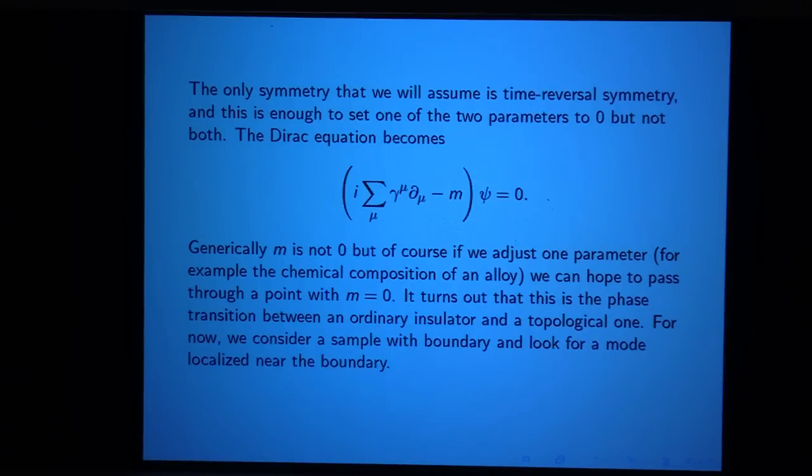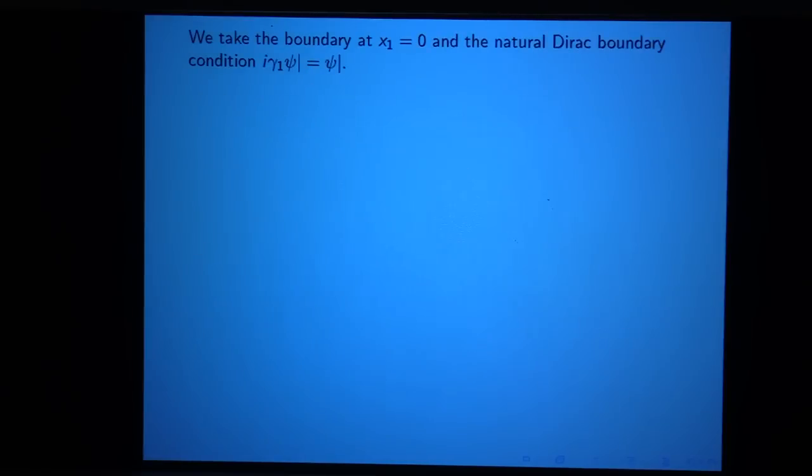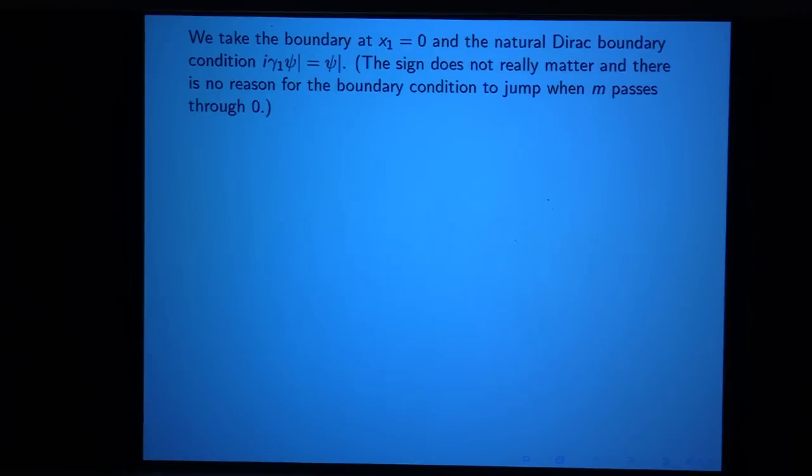And so, for now, let's consider a sample with boundary and look for modes localized near the boundary. So, as yesterday, I'll take the boundary to be at x1 equals 0. So, for example, this line here could be the surface x1 equals 0, and the crystal is for positive x1. And we take the natural Dirac boundary condition where i gamma 1 psi is psi. I could change the sign, but that doesn't matter. But what is important is that the boundary condition isn't going to change when the mass passes through 0.